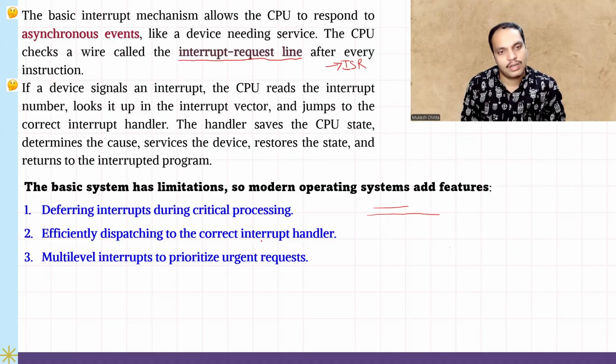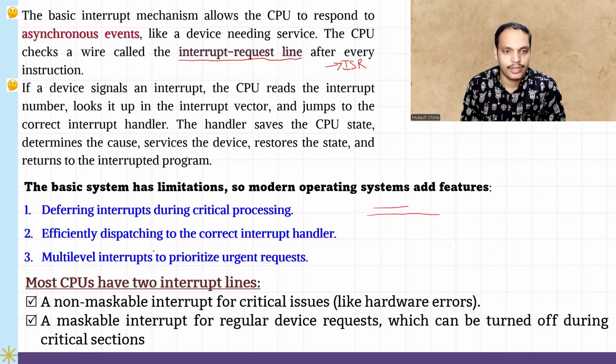For the first feature, what we do is, most of the CPUs have two interrupt lines. The first one is something called a non-maskable interrupt. You can see here, a non-maskable interrupt for critical issues like hardware errors. Well, that means if this happens, the CPU has to stop whatever it is doing and go and service it. A maskable interrupt for regular device requests, which can be turned off during critical sections.